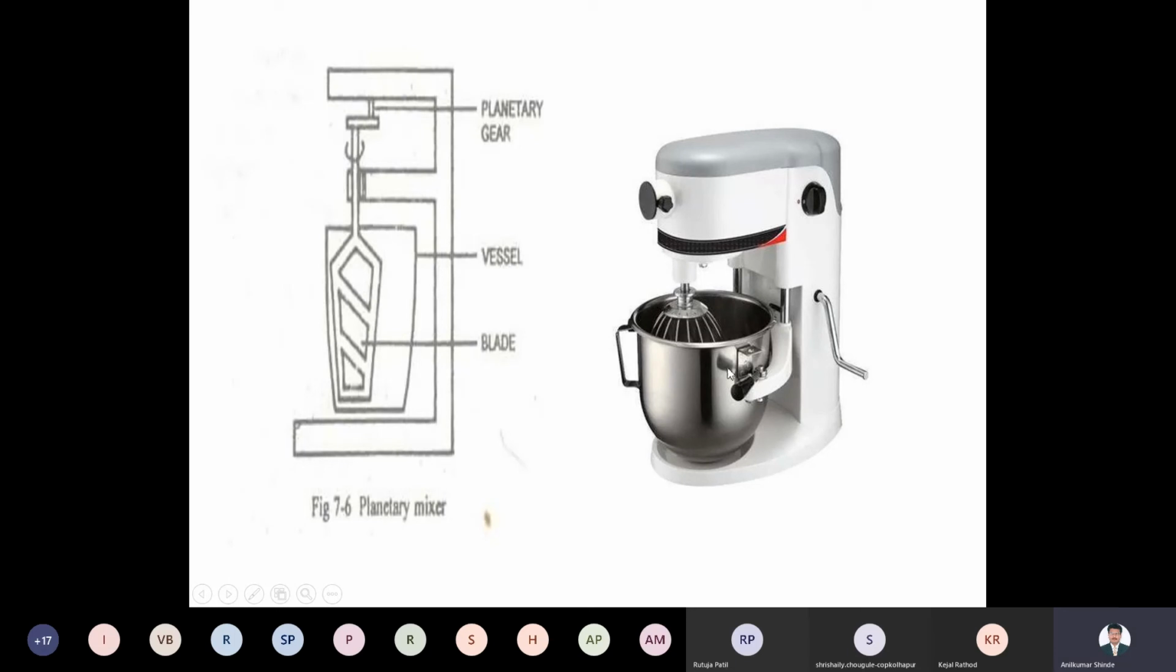This is a bowl attached with different mixing blades, right? And inside you can attach different types of scrapers, so you can remove the material that sticks to the wall of that container. You can remove it with the help of the blades or maybe a scraper, right? So this is the planetary mixer.